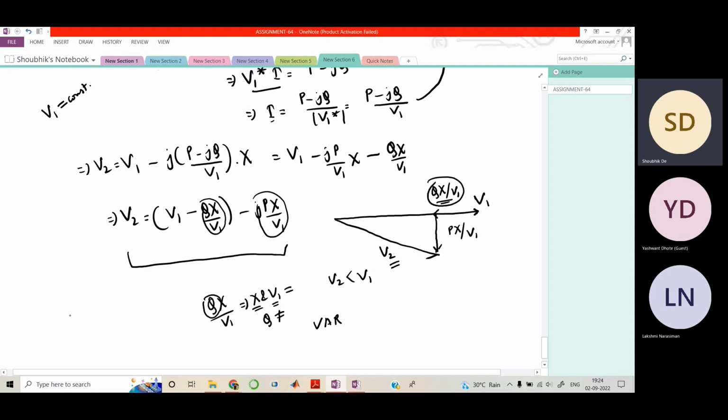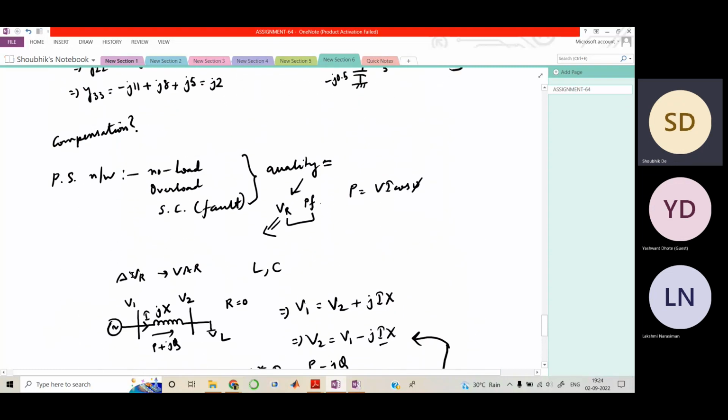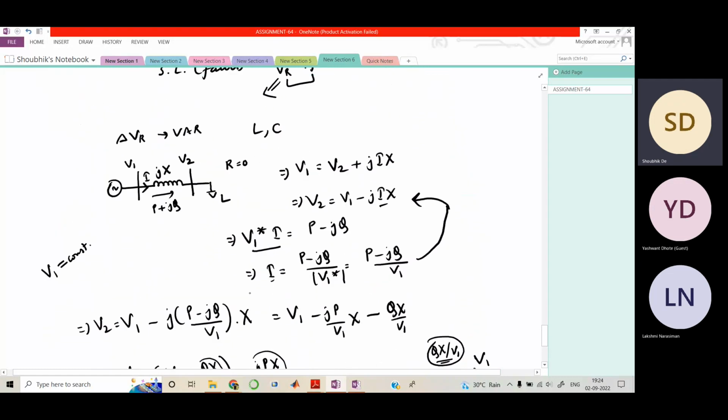So they do consume some kind of VAR, because these are inductive loads, so they do consume this reactive power. That is why this Q keeps on varying in a transmission line, but we have to keep this Q constant in order to maintain the receiving end voltage. So that is why at the load terminal, some kind of shunt elements are normally added. These kind of things are called compensation.